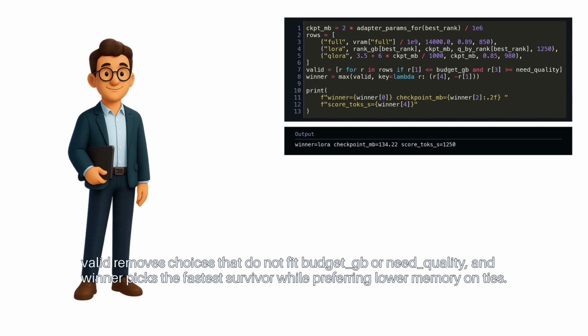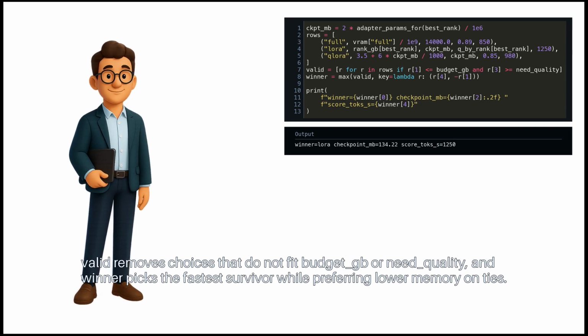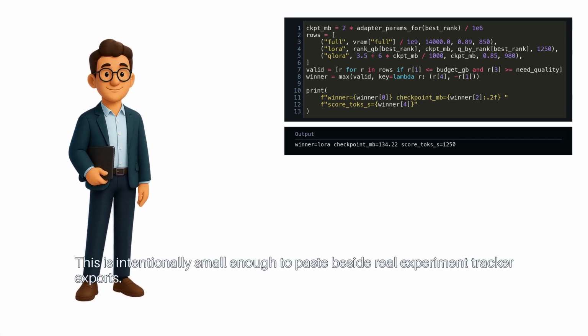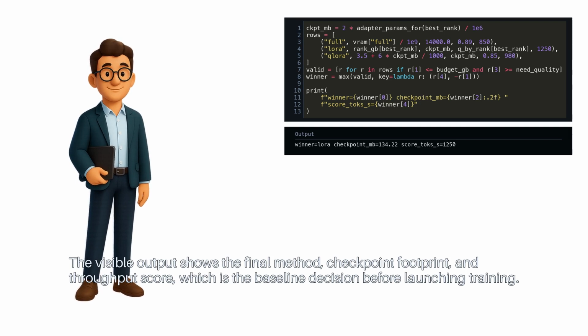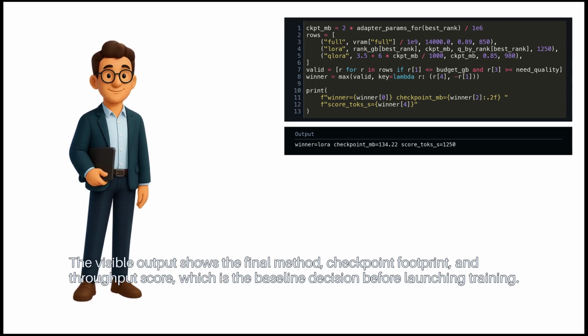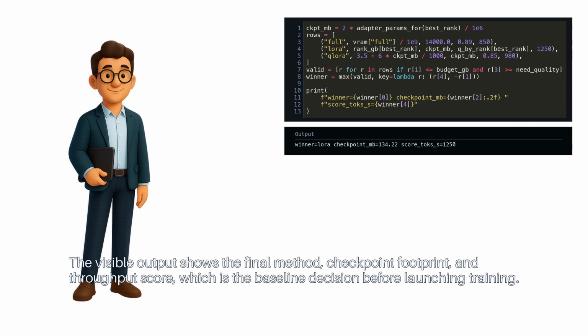Valid removes choices that do not fit budget GB or need quality. And winner picks the fastest survivor while preferring lower memory on ties. This is intentionally small enough to paste beside real experiment tracker exports. The visible output shows the final method, checkpoint footprint, and throughput score, which is the baseline decision before launching training.